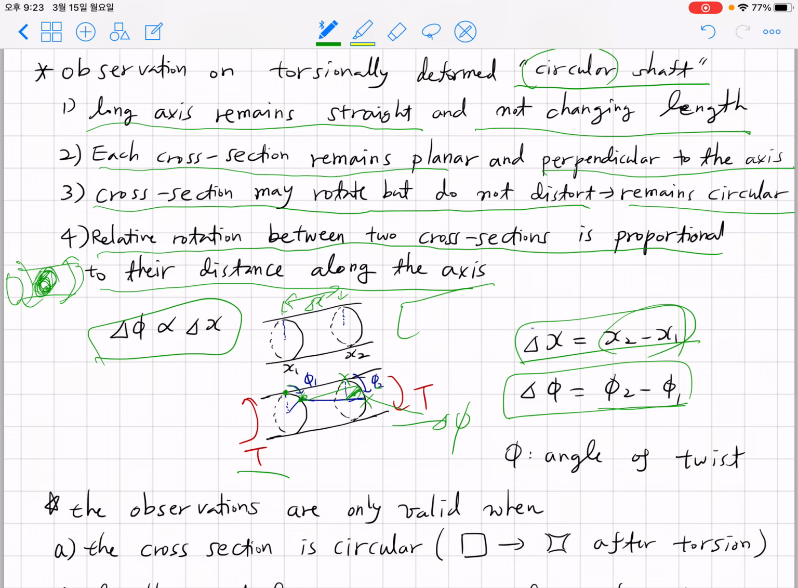Whichever two points you take, the way they deform is really uniform over the entire sample, so that the twist angle delta phi is always proportional to the relative distance. These are the four observations and four assumptions we're going to make in our chapter without mathematical proof. The mathematical proof will be provided in later courses.